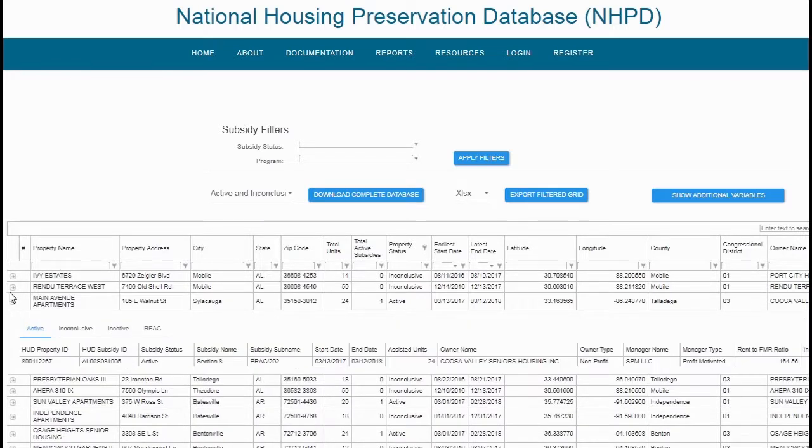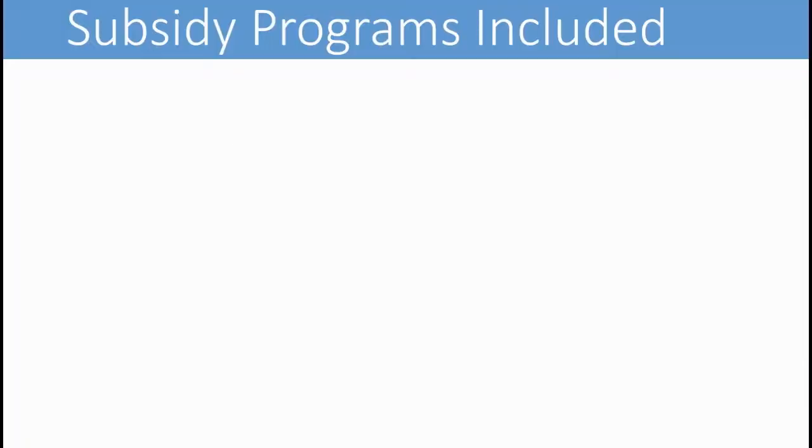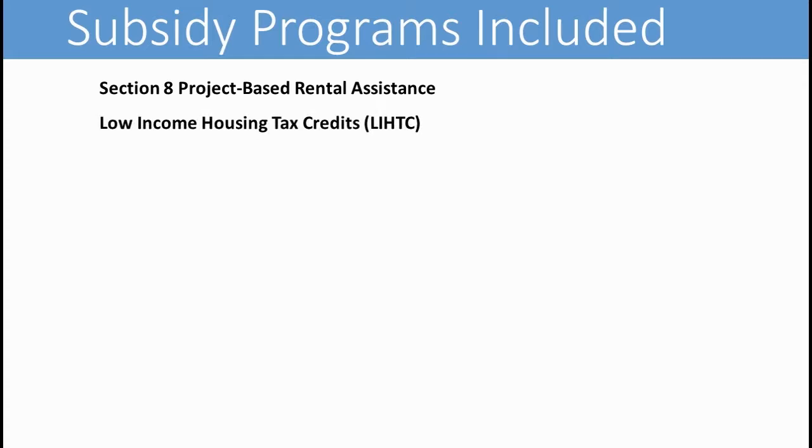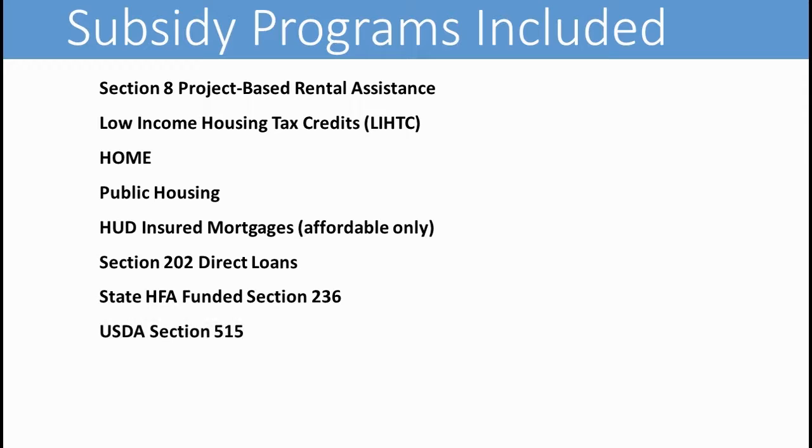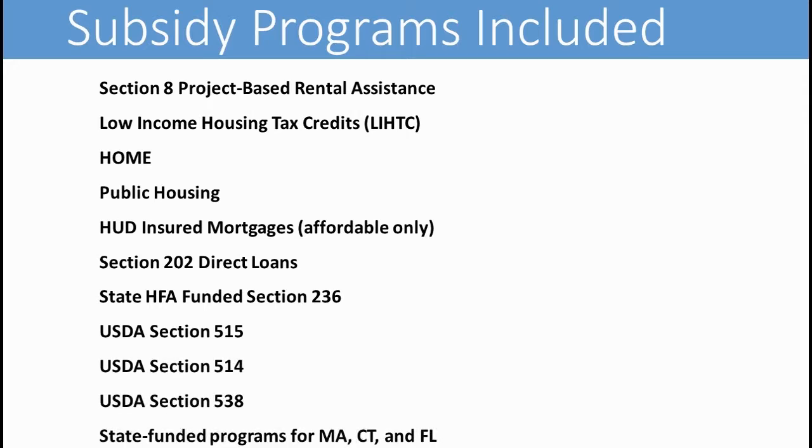The database incorporates data for multiple federal subsidy programs, including Section 8 project-based rental assistance, low-income housing tax credits, HOME, public housing, HUD-insured mortgages, Section 202 direct loans, State Housing Finance Agency-funded Section 236, U.S. Department of Agriculture Section 515, 514, and 538 direct loans, and select state-funded programs.